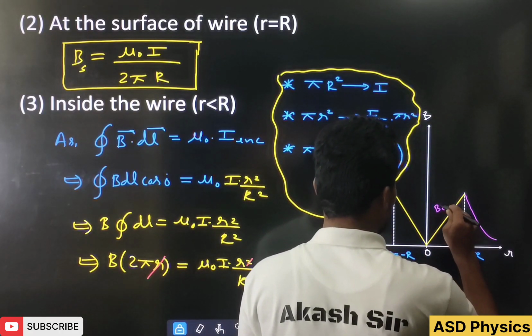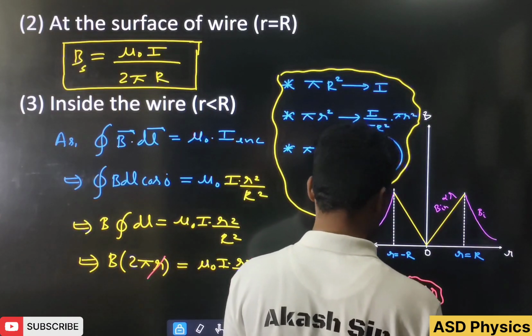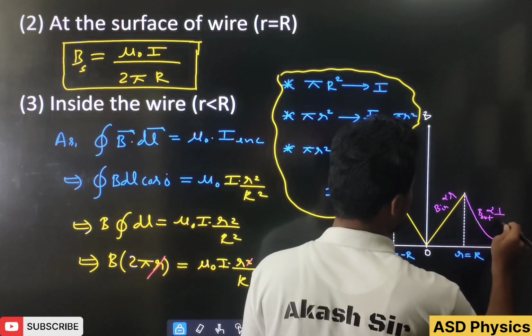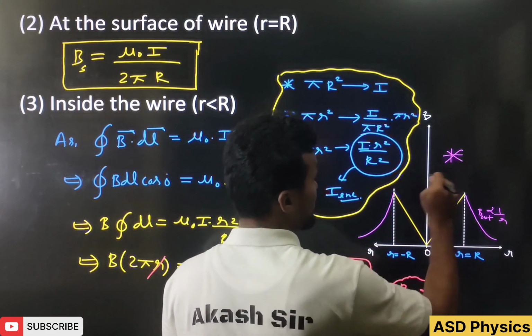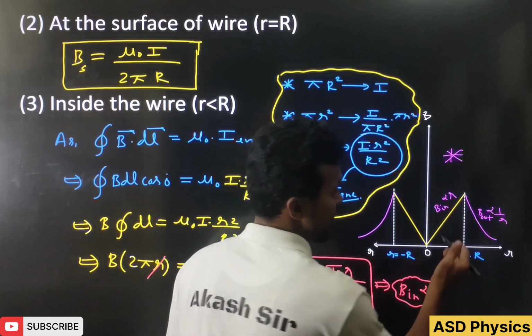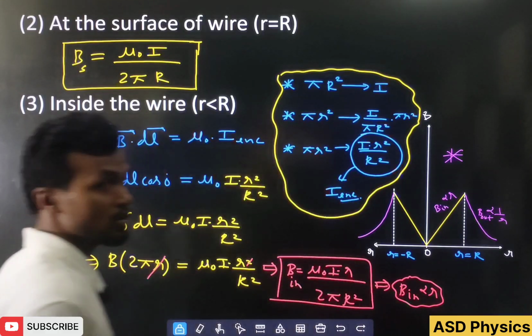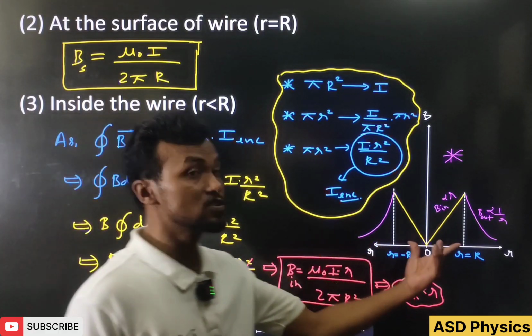So inside the wire, remember that B in is directly proportional to r. Outside the wire, B out is inversely proportional to r. Same we can write on this side also, but this graph is very, very important. From center to surface, the magnetic field will increase. After the surface, the magnetic field will decrease. Remember this graph, especially this first quadrant.